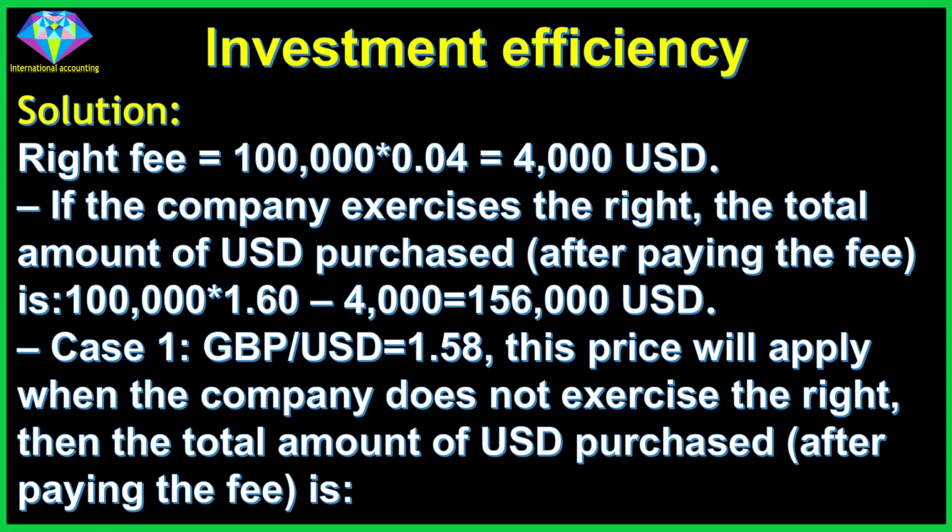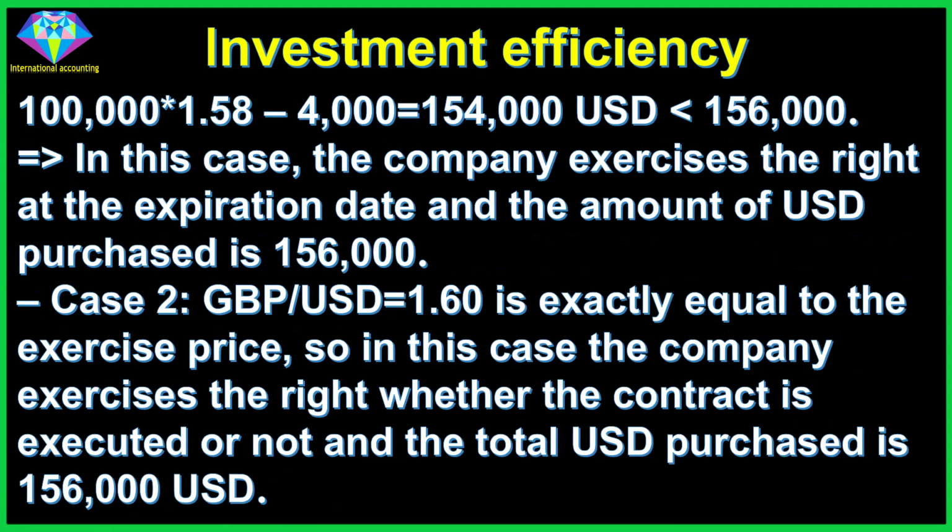Case 1. GBP over USD equals 1.58. This price will apply when the company does not exercise the right, then the total amount of USD purchased, after paying the fee, is 100,000 multiplied by 1.58 minus 4,000 equals 154,000 United States dollars, less than 156,000. In this case, the company exercises the right at the expiration date and the amount of USD purchased is 156,000.